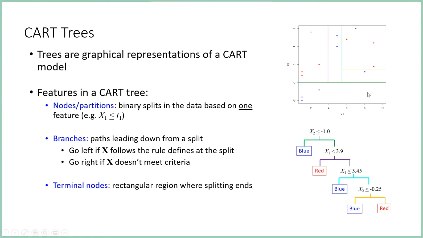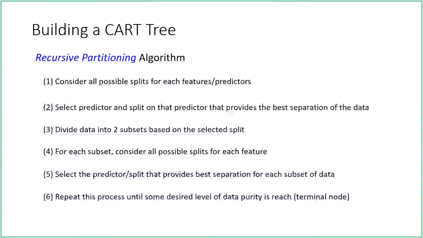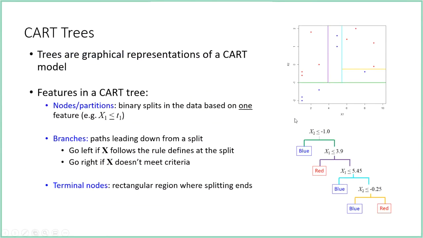Again, if y were a continuous outcome, we'd be looking at the mean in each of these regions to get what your prediction was. But in this case, classification is a little bit easier to wrap your head around. Okay. So to develop a CART tree, we had this CART tree, right? So we split on x1 and x2 a couple of times.